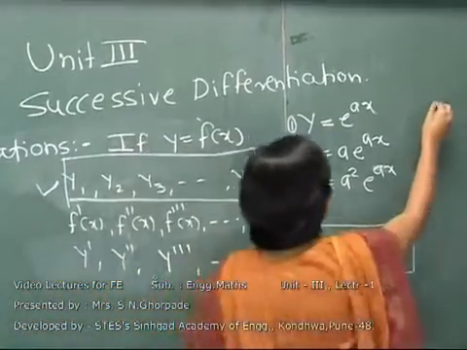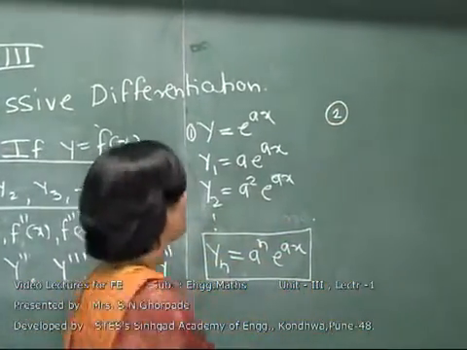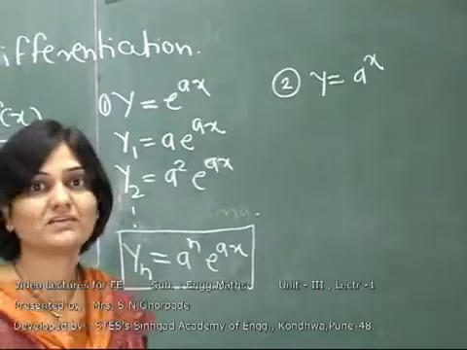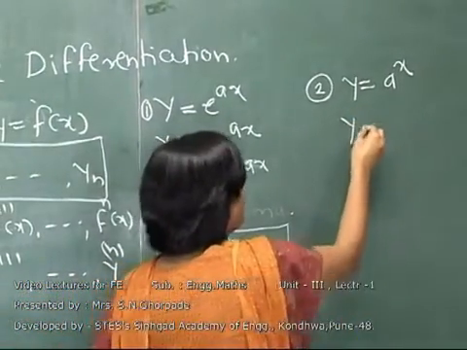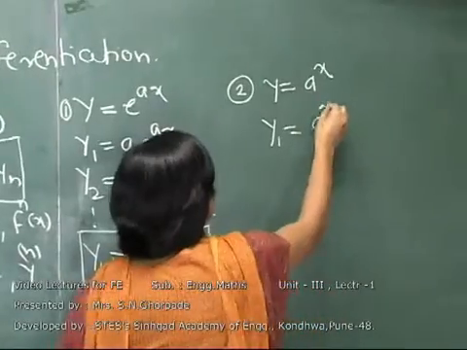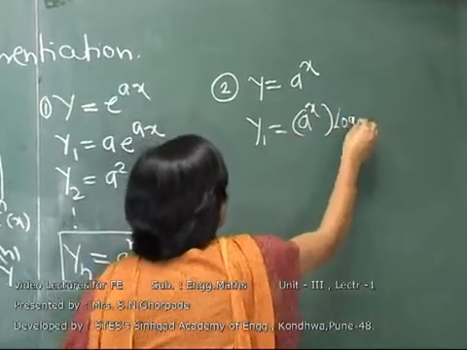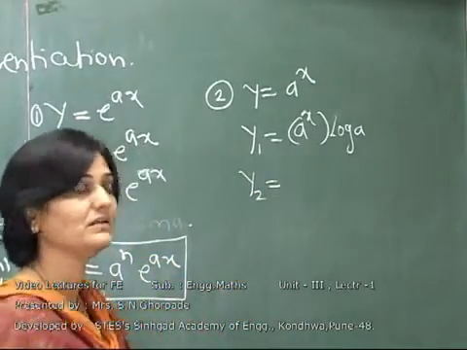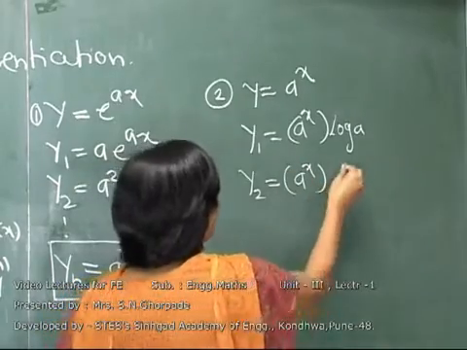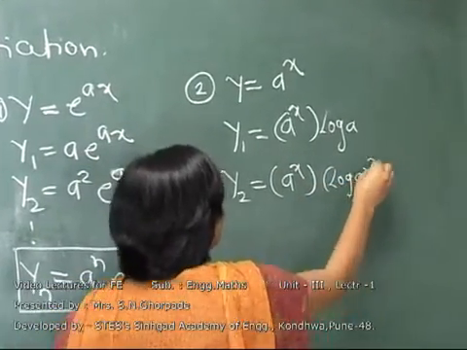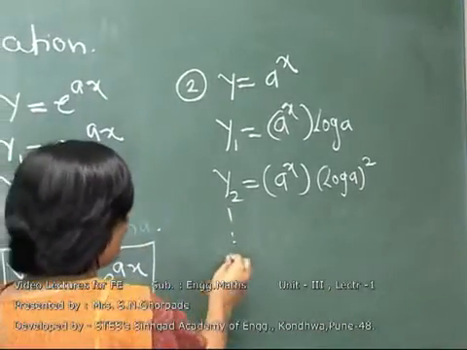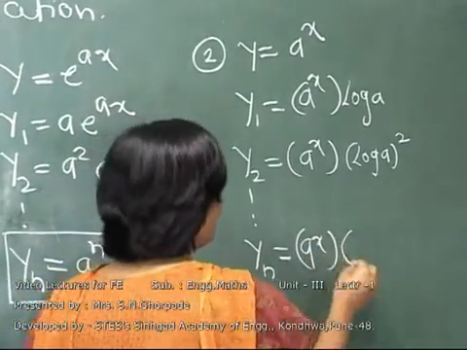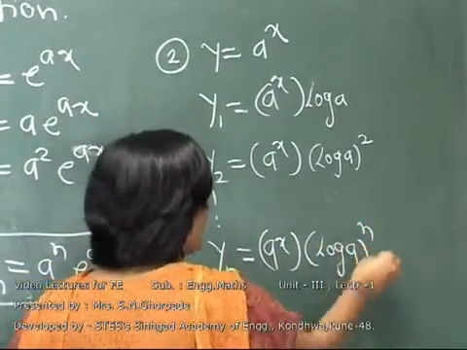Similarly, if we have second type of function, say y equal to a raised to x. What is its first derivative? All of you know it. It is a raised to x into log a. y2 is second derivative of it. What it is? A raised to x into log a whole squared. So continuing in this way, yn is a raised to x into log a whole raised to n.